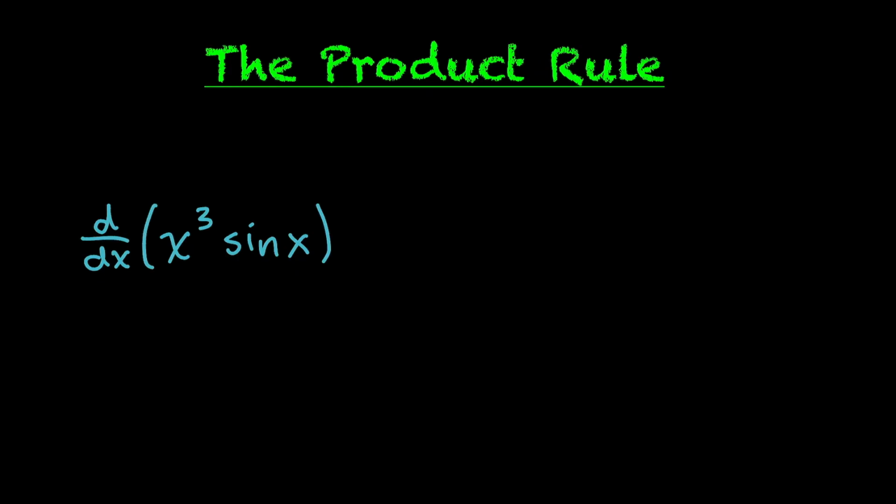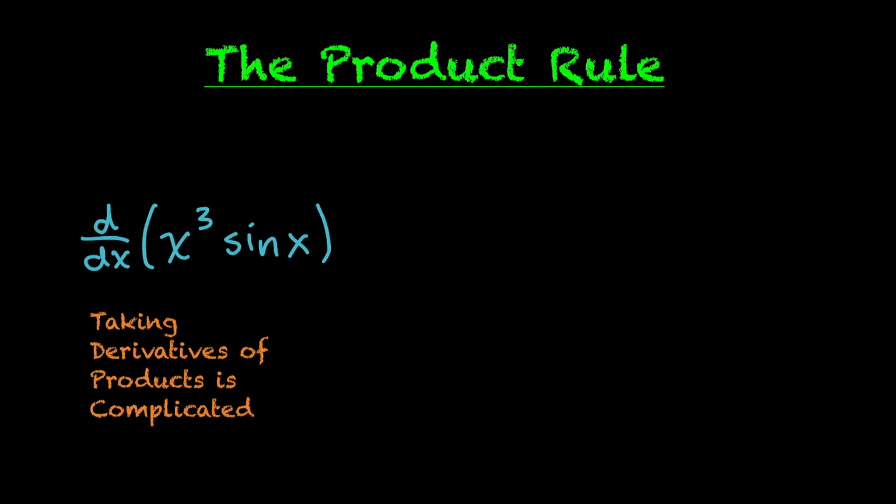The first thing that we need to know about taking the derivative of a product is that it's not as simple as just taking the derivative of each piece and then multiplying those results. That is, we can't just take the derivative and spread it through this product. Instead, the first thing we need to know is that taking the derivative of a product is complicated.